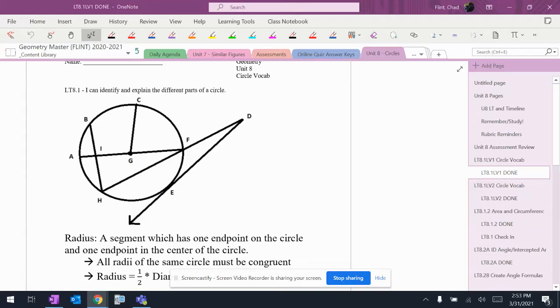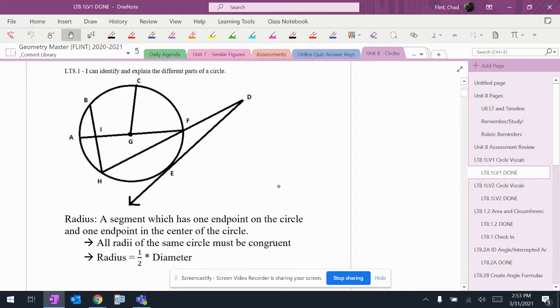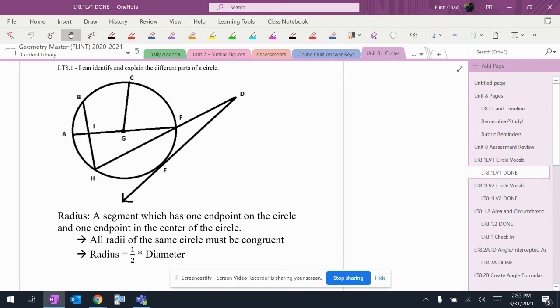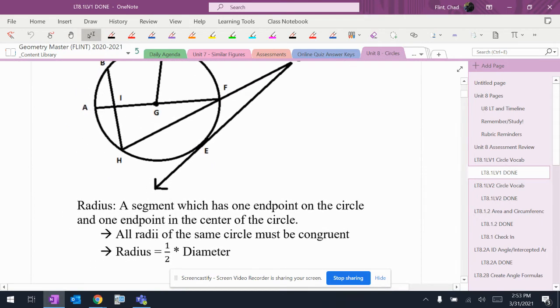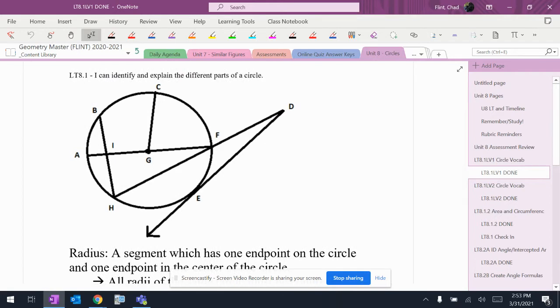So we're in the circle unit now, and that is going to mean that we have a lot of different vocabulary words that we have to do, a lot of different formulas and things. So one of the most important things to start off with is that we know what the different parts are called, because there's lots of different things that go on in the circle.